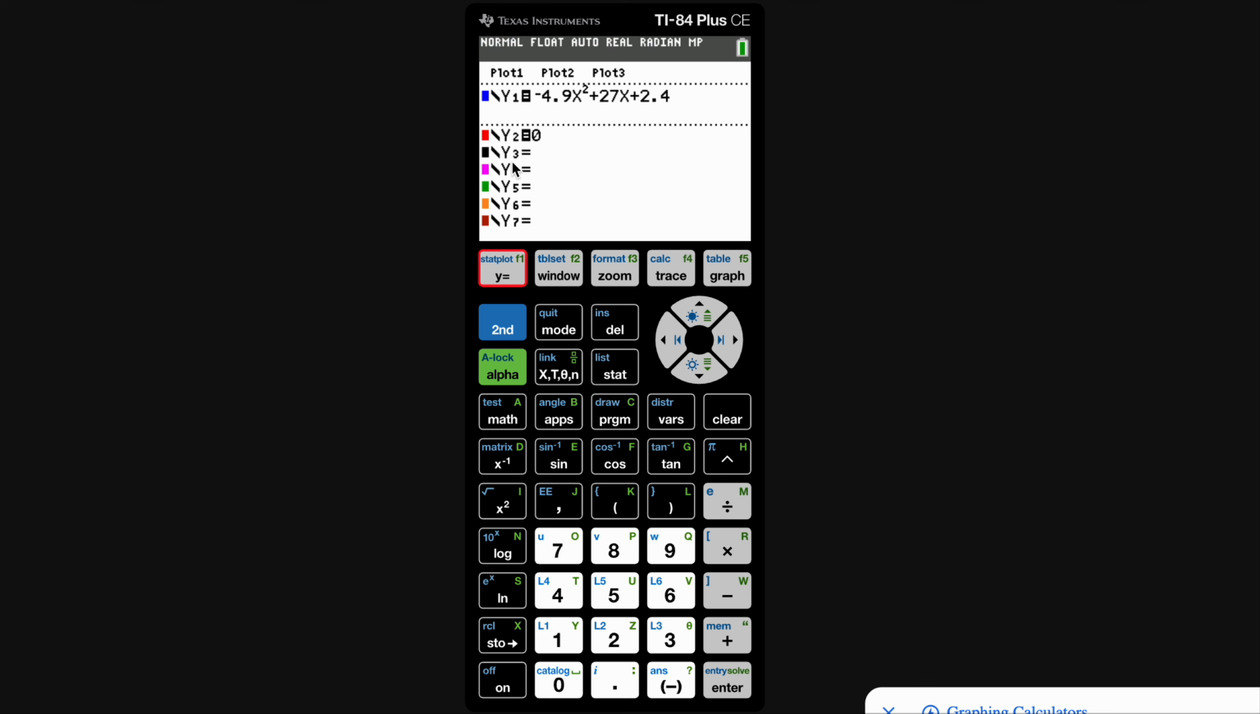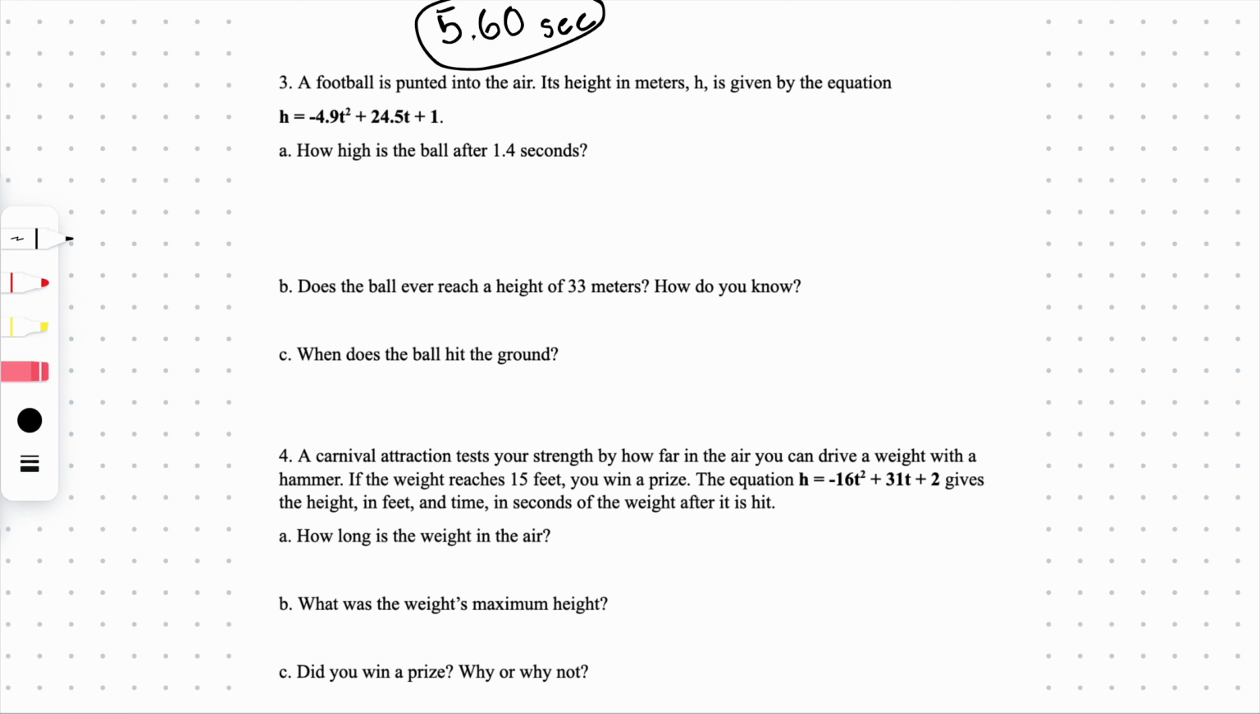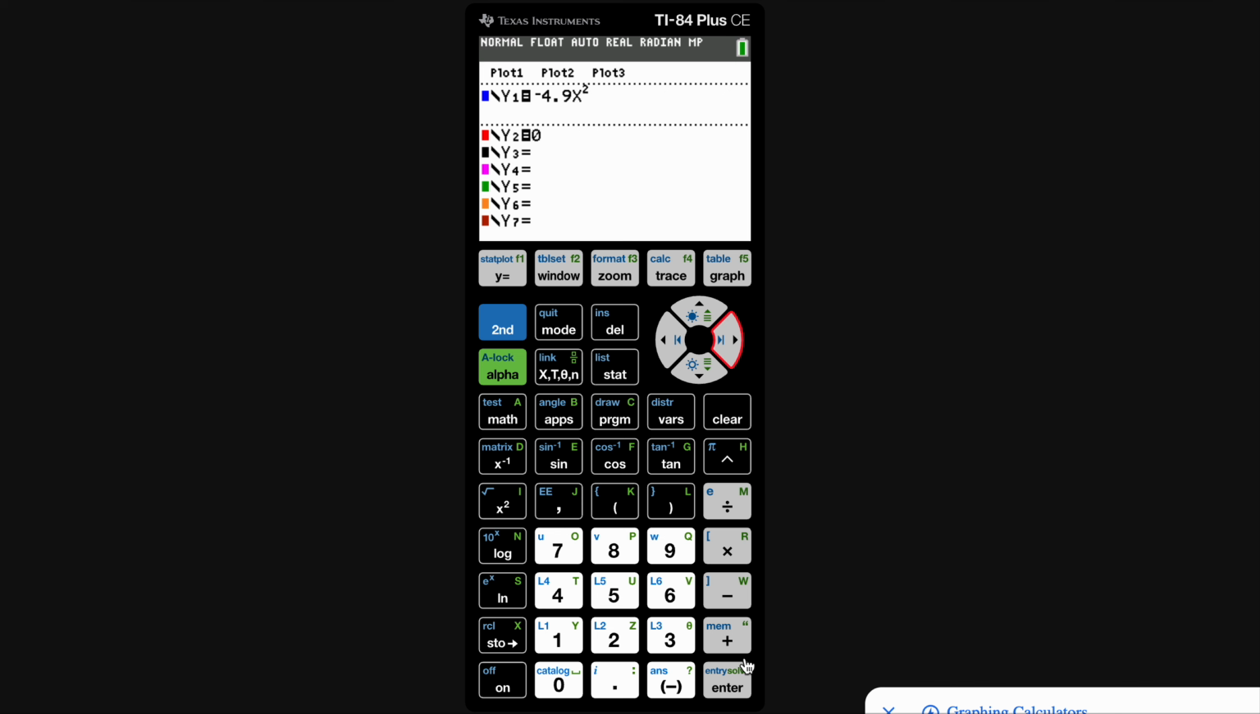So I'm going to go to y equals, I'll leave that 0 there. This is negative 4.9x squared plus 24.5x plus 1. Yep. Okay, so now we're going to graph this function.